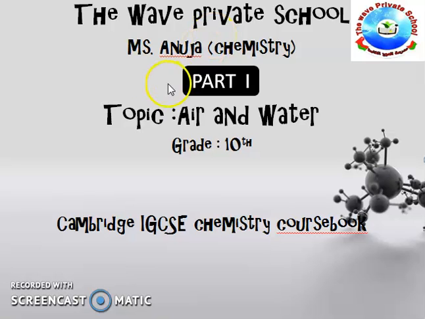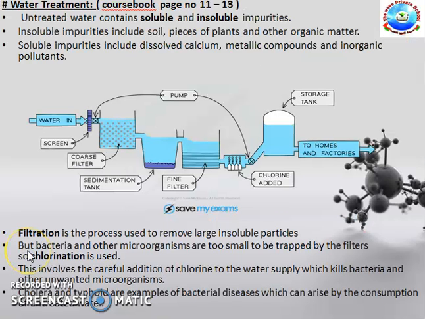Today we are going to learn on the topic air and water. This topic is for grade 10. You will find this topic in the Cambridge IGCSE Chemistry course book. Let us start with this topic. Now see students, this topic is all about air and water. We are familiar with air and water.